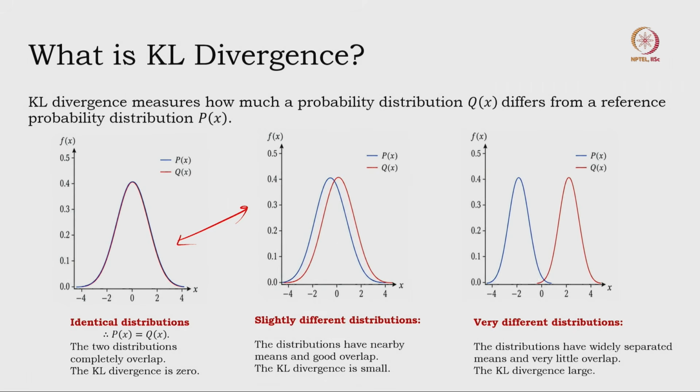From this slide, what is it that we have to understand? We have to understand the definition and what exactly KL divergence is. It is used to measure how a probability distribution Q of x differs from a reference probability distribution P of x. The following are the three cases. One is identical, second is slightly different, third is very much different. When it is identical, the KL divergence value will be 0. When there is a small difference, KL divergence is small. When there is a huge difference, KL divergence value will be very large.